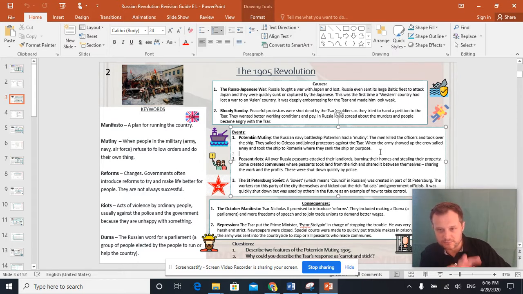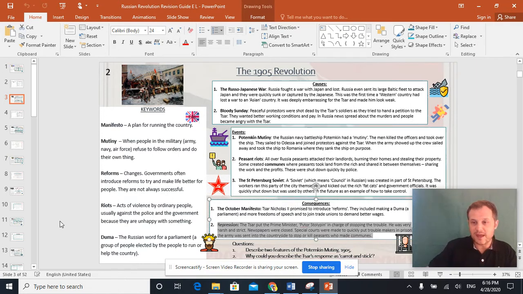Okay, repression is being nasty to people, right? And that's what happens. The Tsar appoints a prime minister, a guy called Peter Stolypin. And he's not a very nice man. And he quickly goes around, he locks up all the people that were involved in the protests. He shuts down all the newspapers and generally is unpleasant to everybody. He sends the army out into the countryside. He finds the people that were in charge of the communes and kills them. So he kind of puts a stop to the revolution there.